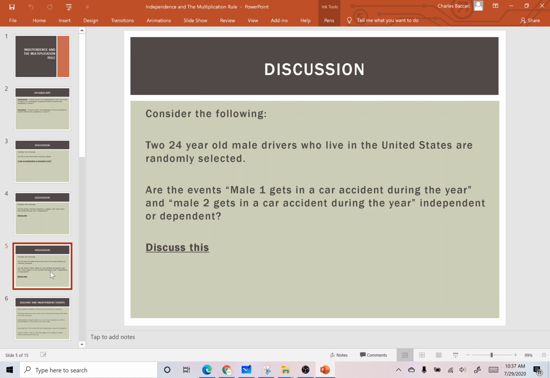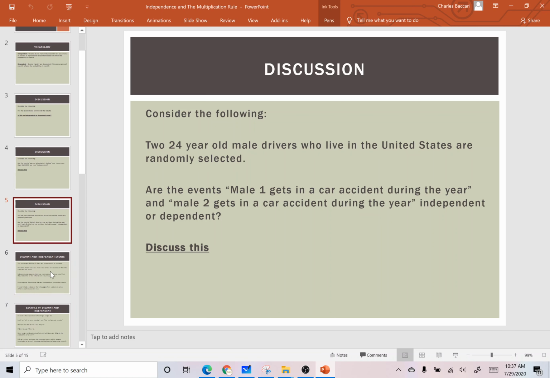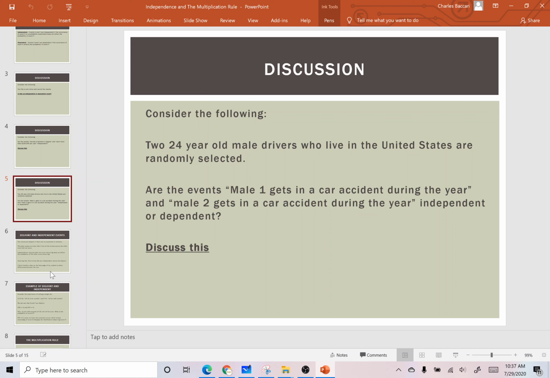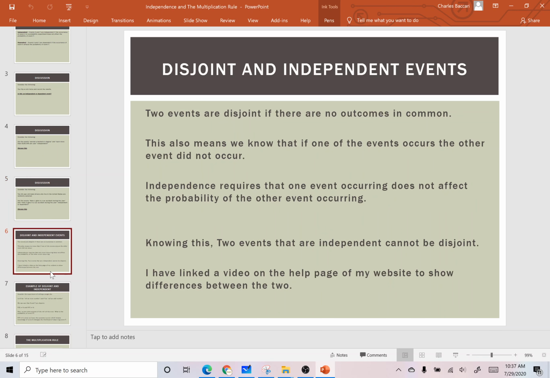Consider the following. Two 24-year-old male drivers who live in the United States are selected. Are the events male 1 gets a car accident during a year and male 2 gets a car accident during the year independent or dependent? These are independent events because they are two randomly selected people, and the first person crashing has no influence on the other person crashing during the same year. Unless they crashed into each other, I guess.